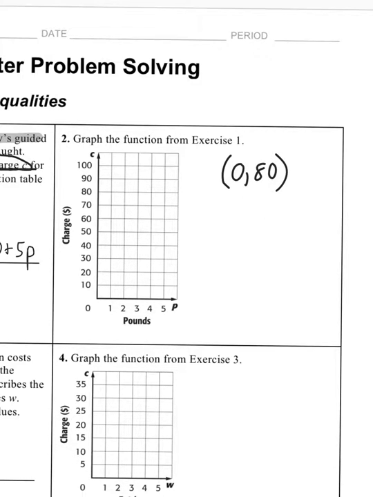And your job, remember down here, this is pounds of fish, this is the charge, is to basically graph that chart. So pause the video, make the graph, and then restart it to see if you're right. Go.